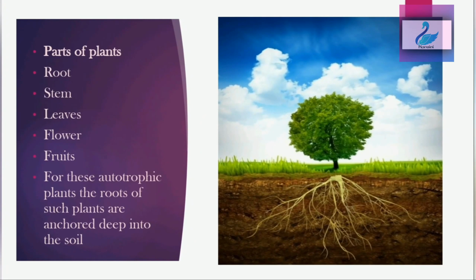All of you know the parts of plants, that is stem, root, leaves, flowers and fruits. And most of the plants are anchored in ground and are autotrophic. Now, everyone will be thinking what anchored means. Anchored means the roots of plants are fixed in soil. They go very deep in soil and hold the tree tightly into the soil.